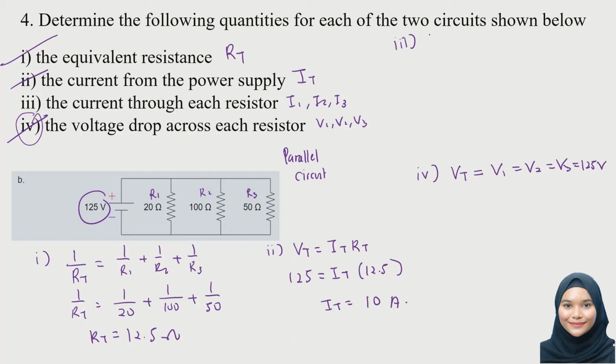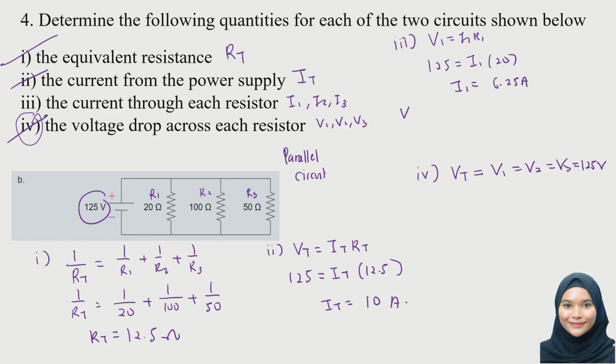So you can use the formula V1 equals I1 R1. So we are looking for the current that flows through resistor 1. Okay, so we know the voltage across resistor 1 is 125 and we are looking for the current flow, and we know resistance of resistor 1 is 20 ohm. So when you press the calculator, you will get an answer of 6.25 ampere. Same goes to this one.